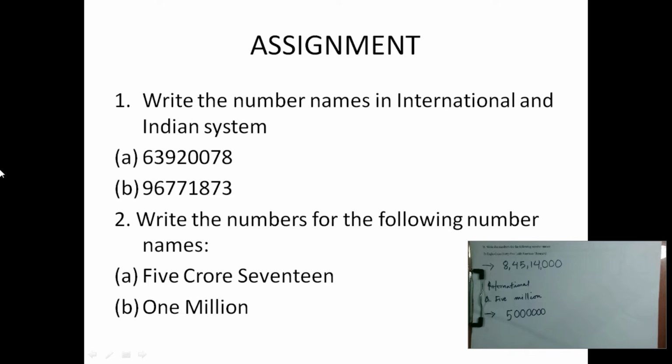For your home assignment, question number 1, write the number names in international and Indian system. A: 63920078, B: 96771873. Question number 2, write the numbers for the following number names. A: 5,17,000 and B: 1,000,000. These are both international and Indian system, so don't confuse them and write them properly. Thank you, that's all. For your home assignment, I have already given them. Write them properly in your notebook.